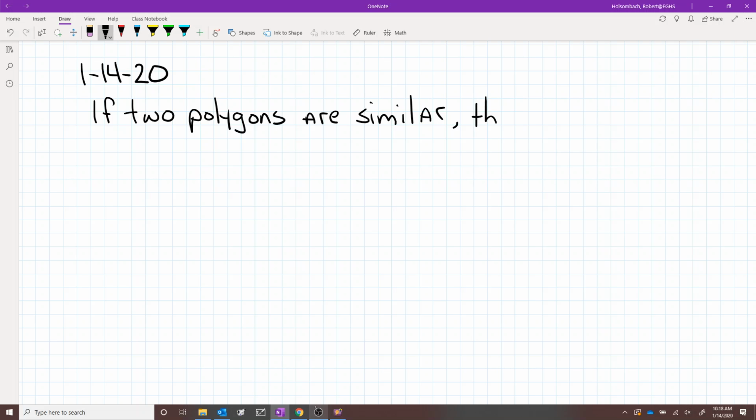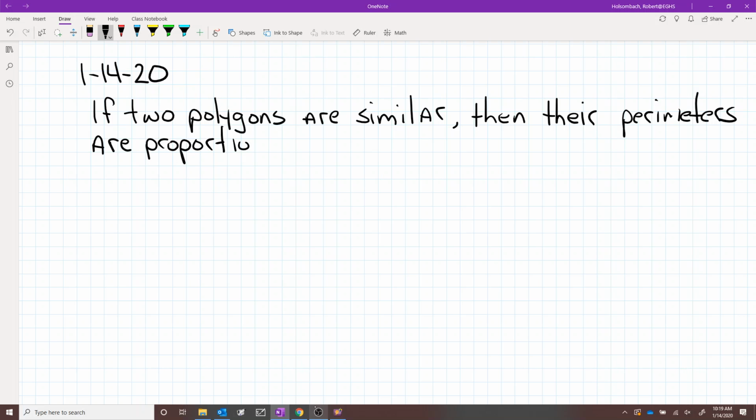Alright, we're going to continue with similar polygons. And Theorem 7 says that if two polygons are similar, then their perimeters are proportional to the scale factor between them.